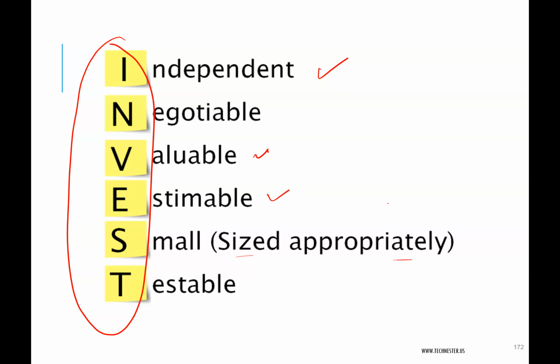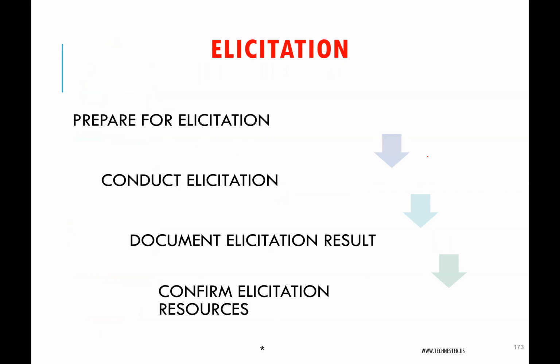Now it's time to move into how to elicit requirements. How do you elicit requirements? Well, there are 4 parts to it. Every good thing starts with planning. So you have to first prepare for elicitation. After you prepare for elicitation, you conduct the actual elicitation. You document the elicitation results, and you confirm the elicitation results. So you prepare, then you carry out the elicitation, then you document what you are getting, and you confirm it.